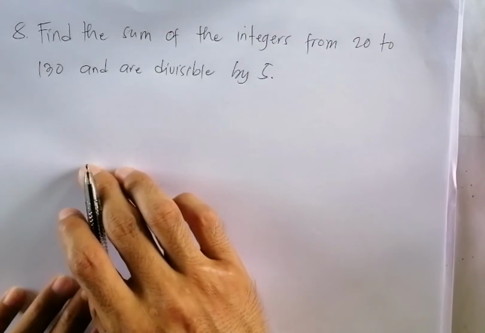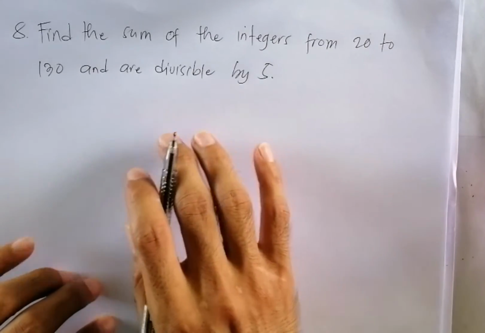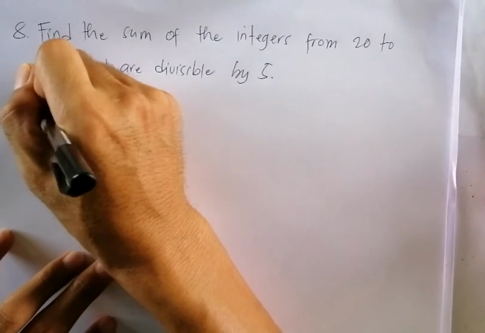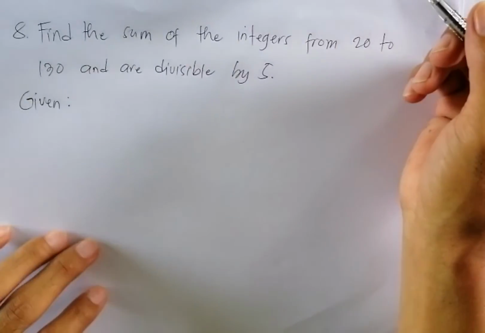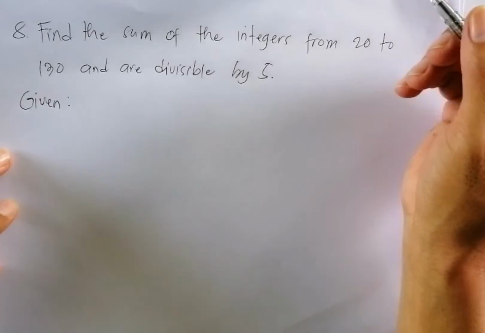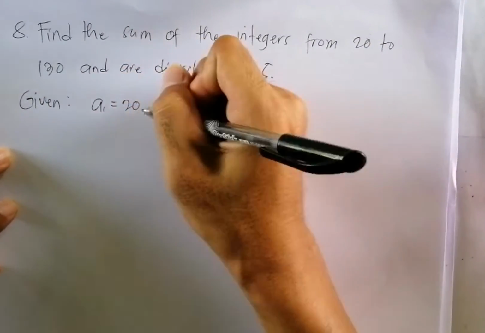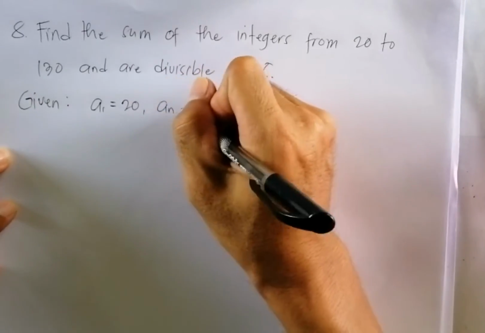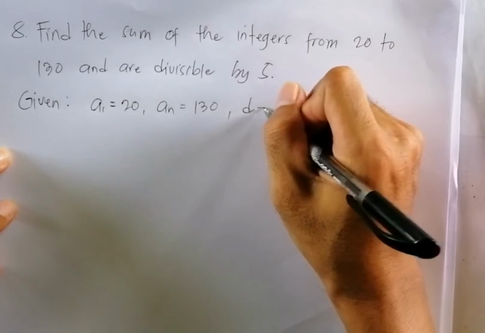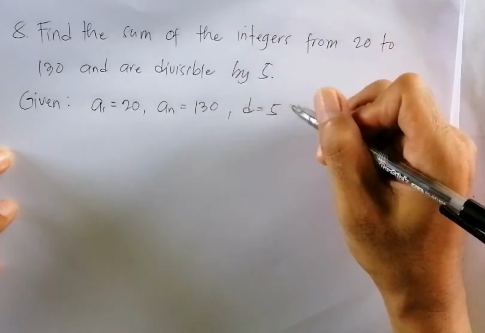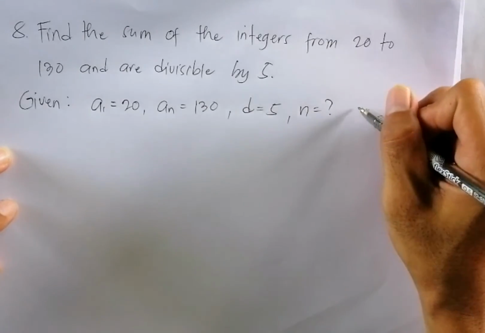Number 8, find the sum of the integers from 20 to 130 that are divisible by 5. Given: A sub 1 is equal to 20. A sub n is equal to 130. Then common difference is 5.